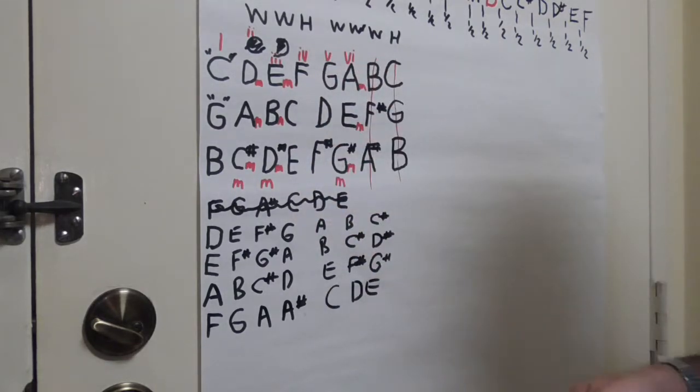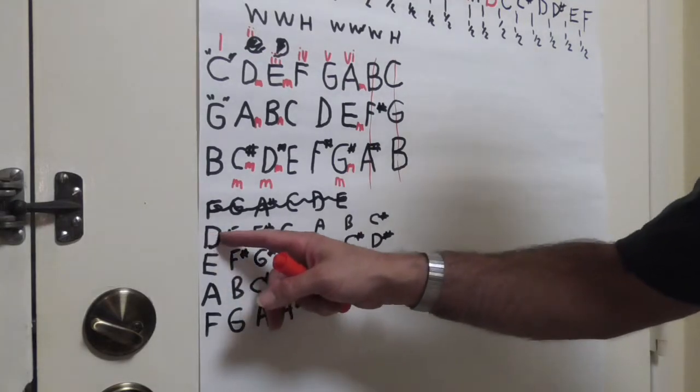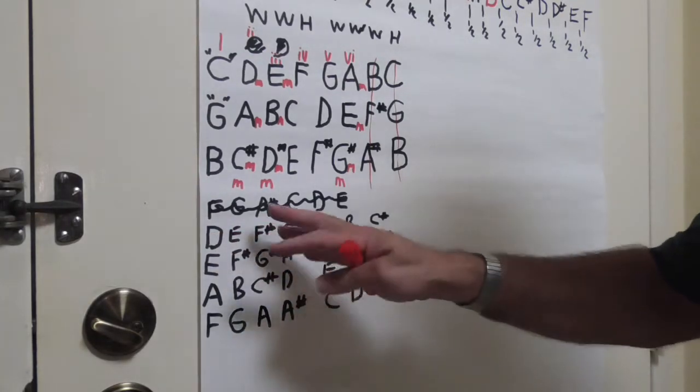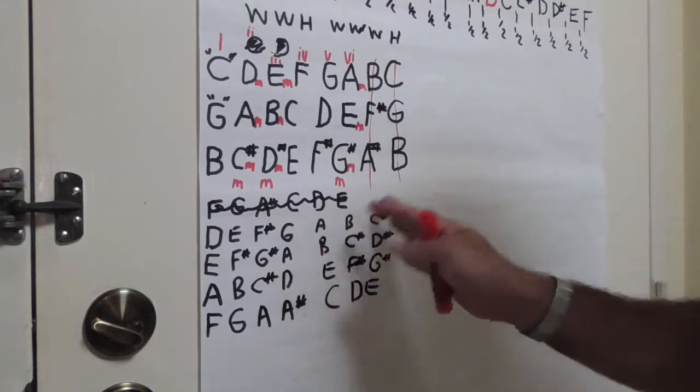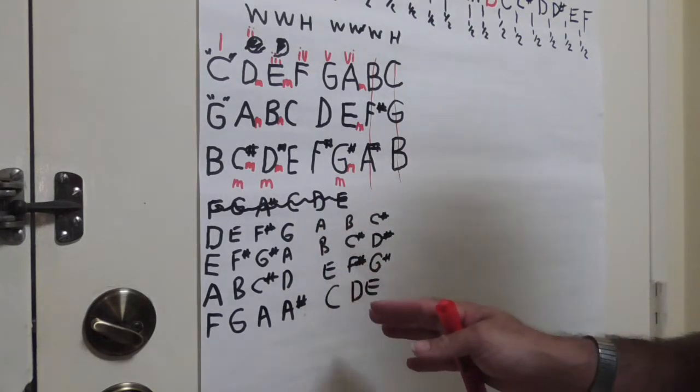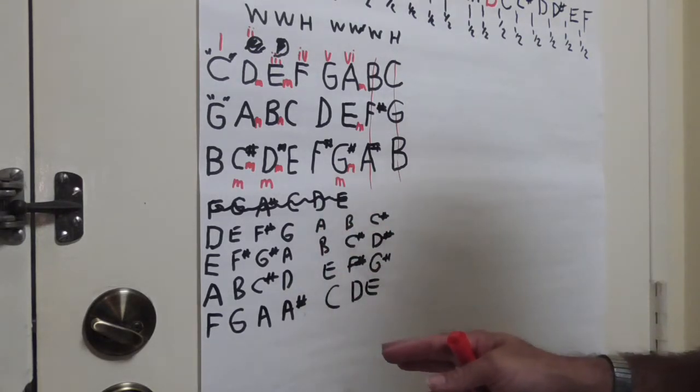Do this over and over and over again, and within a couple hours, a couple days, it's all going to make sense to you when you say, let me start off with a note and do my whole, whole, half, whole, whole, whole, half. Once you understand that, like I said, you can do all the other scales. You can figure out what the notes are in that scale.